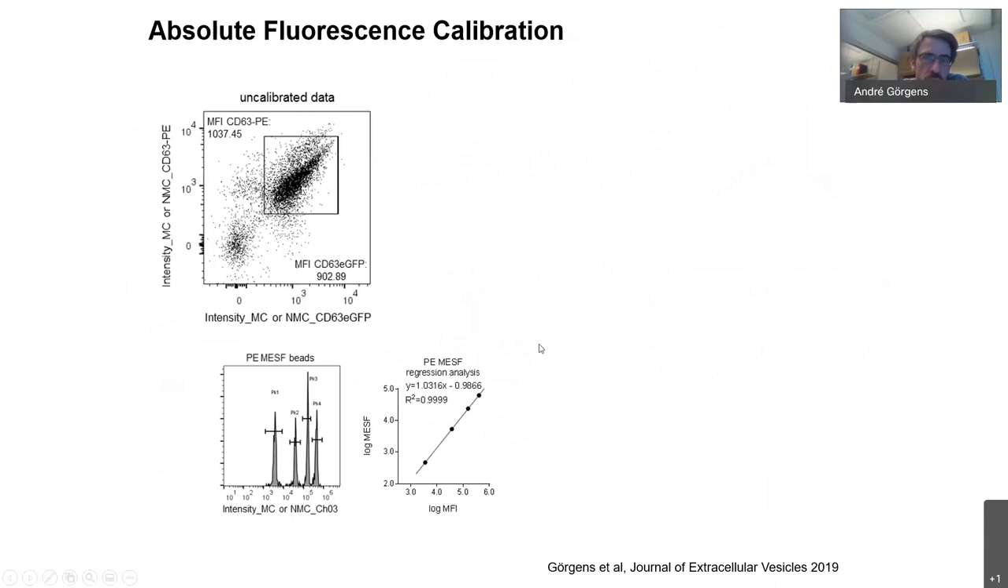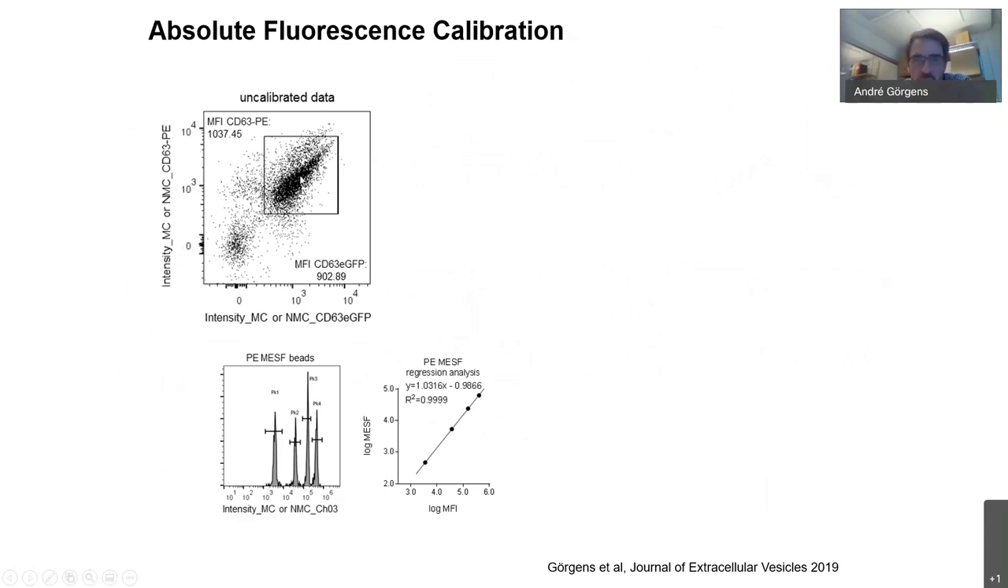Of course, I also want to quickly mention fluorescence calibration. That's also something I learned over the years. It's not super intuitive when you come across it the first time, but it's extremely valuable and extremely important. So I showed you that graph of CD63 GFP positive EVs that are stained with the CD63 PE antibody.